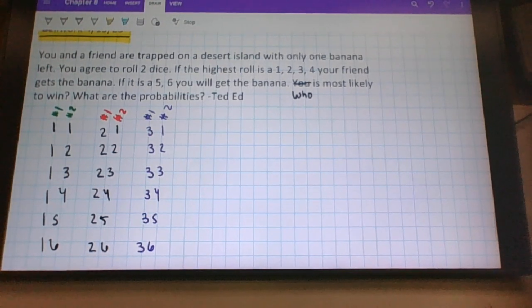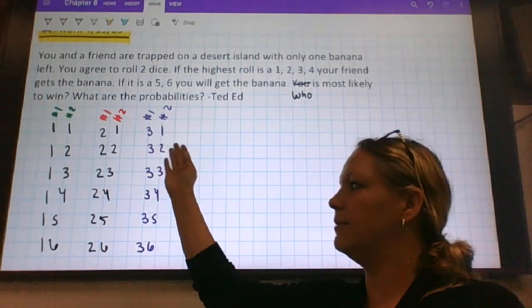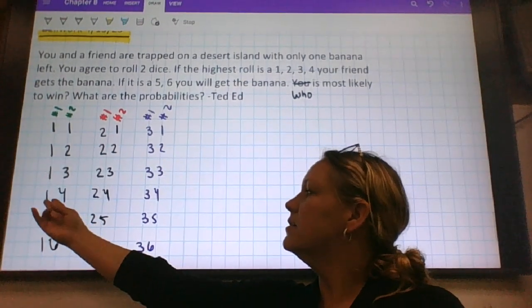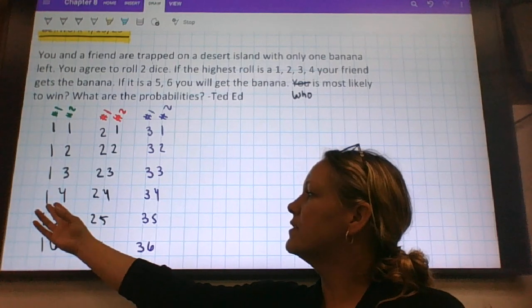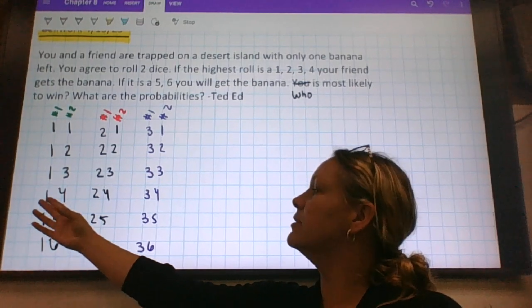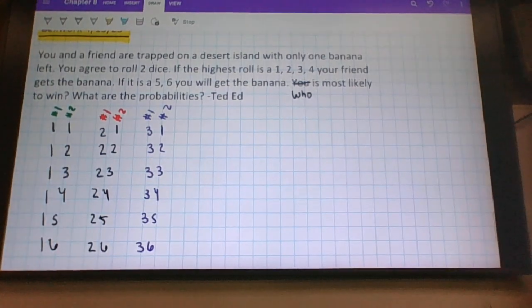Alright, so out of your 36 possible outcomes, how many of the possible combinations will have the highest number be 1, 2, 3, or 4?